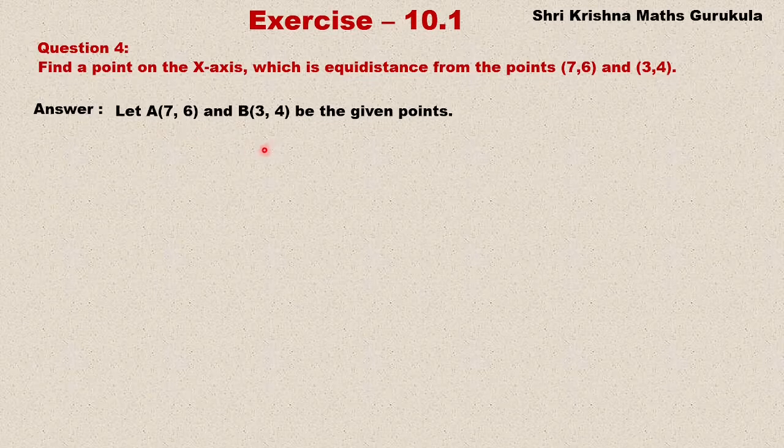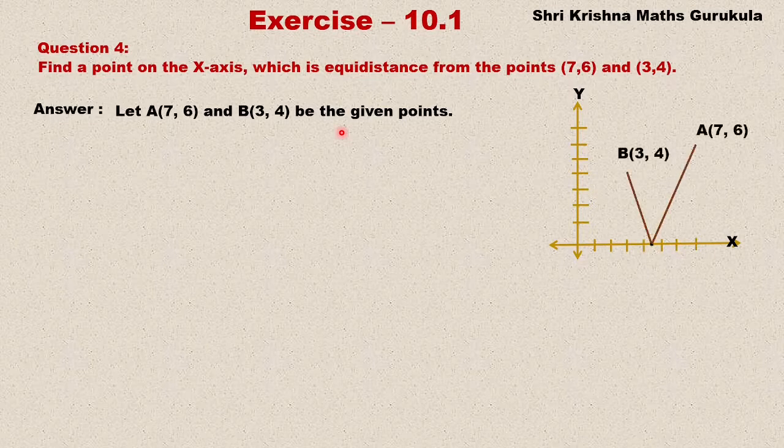Let us call these points A and B. Let A be 7, 6 and point B be 3, 4. Now we are considering the rectangular coordinate system and we are marking the points A and B. And also we are considering a point on x-axis which is equidistant from both of these A and B. So this is the point P. We all know that any point on x-axis will have y coordinate as 0, because the point is on x-axis. On x-axis, y coordinate will be 0.